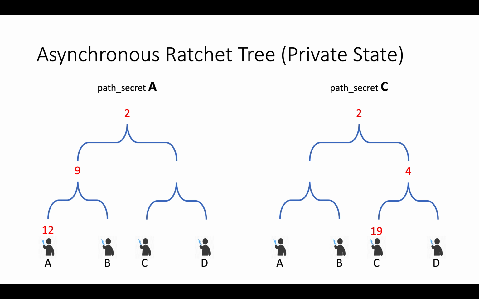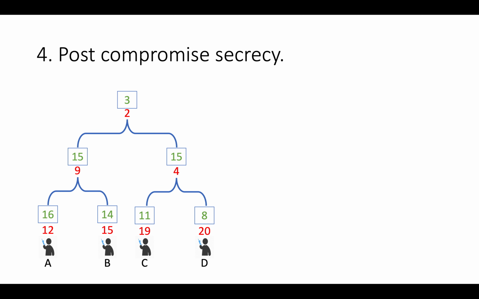Let's pick our next problem statement. Post-compromise secrecy. In this problem, we have seen that if we remove any user from the group, then how do we protect the group key? I am leaving this problem to you to apply your own thoughts and think about how we can solve this issue using the asynchronous ratchet tree. Let's move to our next problem.